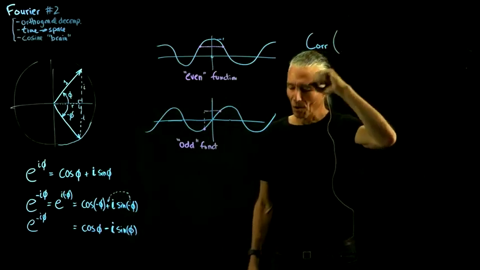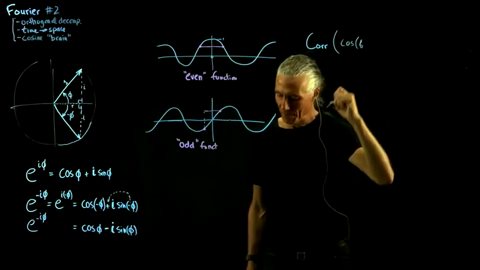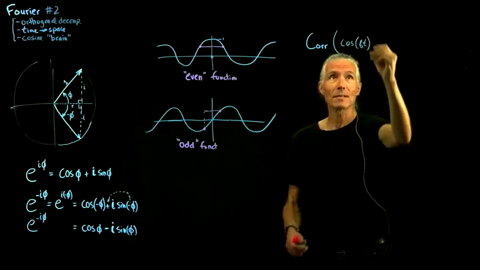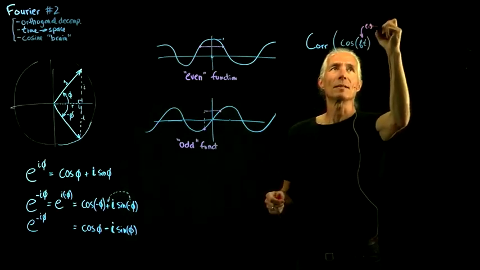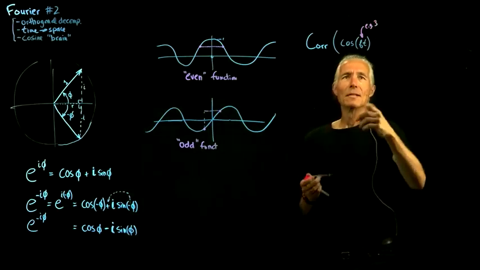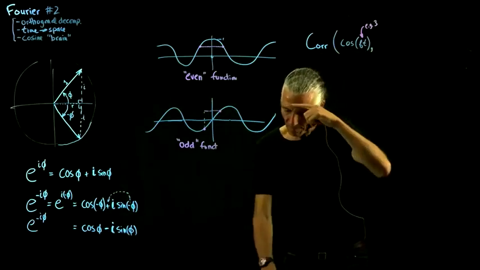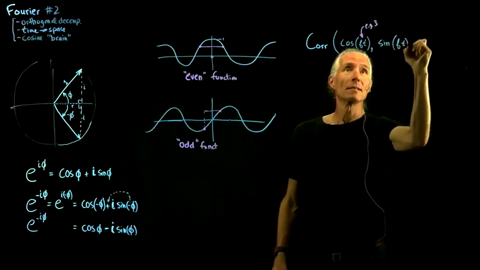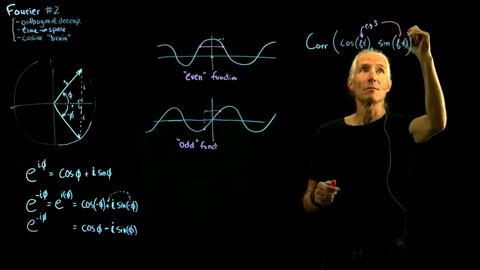So basically, if you take the correlation of the cosine of some frequency as a function of time, say 3 or something like that from our example last time, and you take the correlation between that and the sine of that same frequency, it's 0. So, for example, there's a 3 in there too.